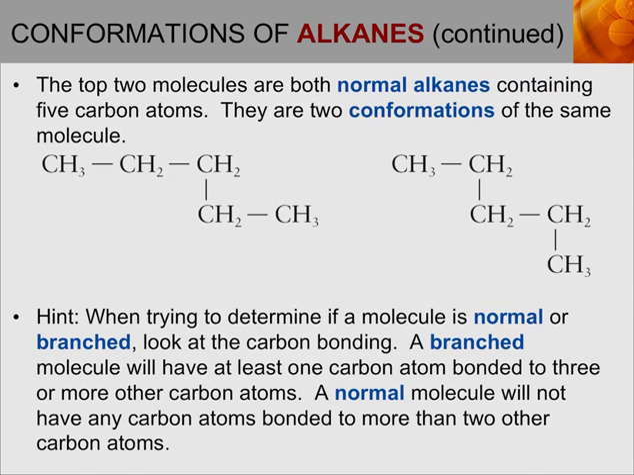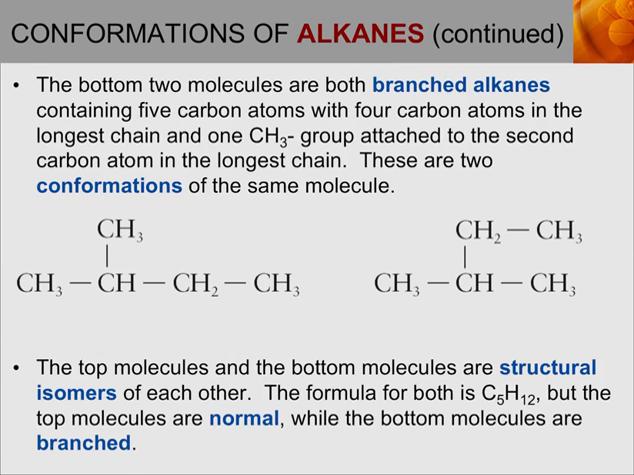All right, and then there are some descriptions here. Another way to figure out if you have a branched molecule, there will be at least one carbon atom bonded to 3 or more other carbon atoms. So that's another way to figure out if you have a branched alkane. A normal molecule will not have any carbon atoms bonded to more than 2 other carbon atoms. All right, and then the top molecules and the bottom molecules are structural isomers of each other. The formula for both is C5H12, but the top molecules are normal while the bottom molecules are branched.